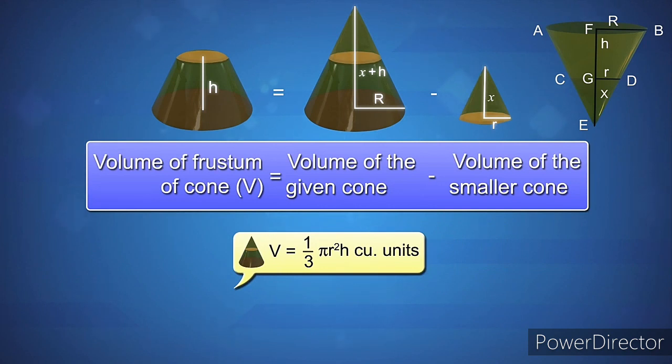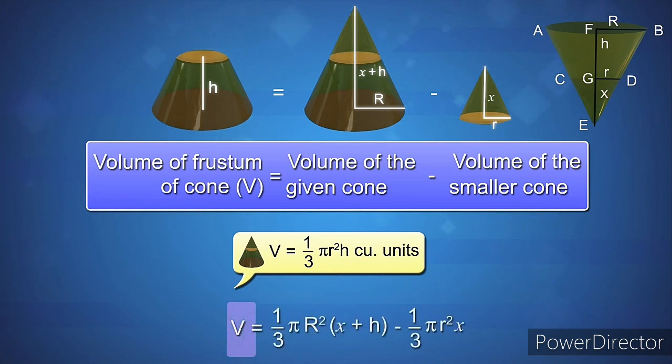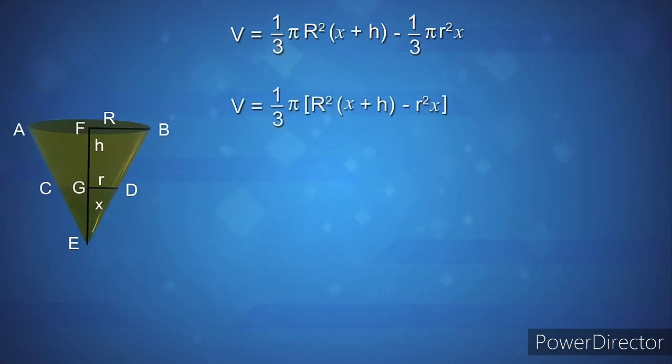Using this formula, let's rewrite the equation. That is, V is equal to 1 by 3 pi into capital R square into x plus h minus 1 by 3 pi into small r square into x. Here, 1 by 3 pi is common to both the terms. So the equation becomes V is equal to 1 by 3 pi into capital R square into x plus h minus small r square into x.